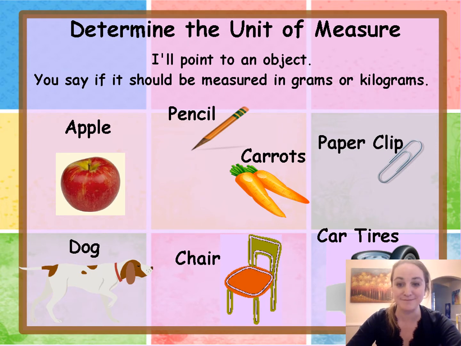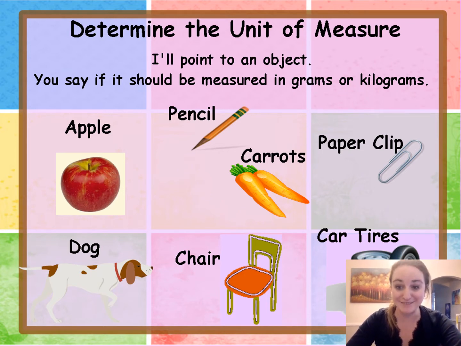Carrots. Carrots should be measured in grams. A paperclip. A paperclip should be measured in grams. A dog. A dog should be measured in kilograms. It's big enough for that.